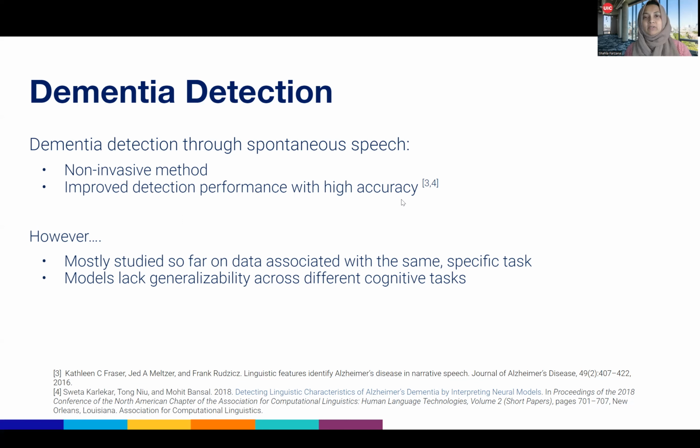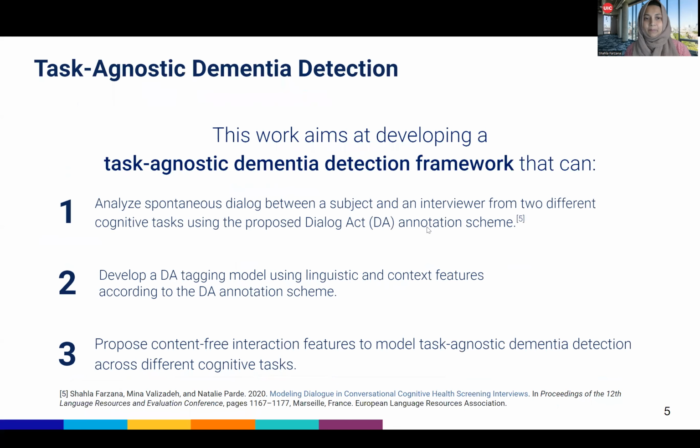But most of the studies rely on task-specific datasets, and we believe that a machine learning model should be trained on a generalizable dataset that can work on different cognitive tasks. That's why we are aiming for a task-agnostic dementia detection framework.